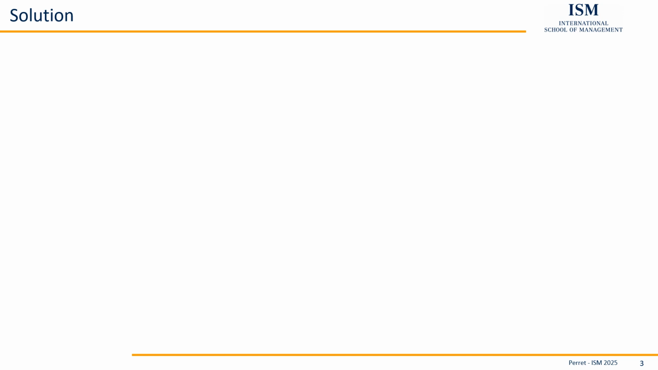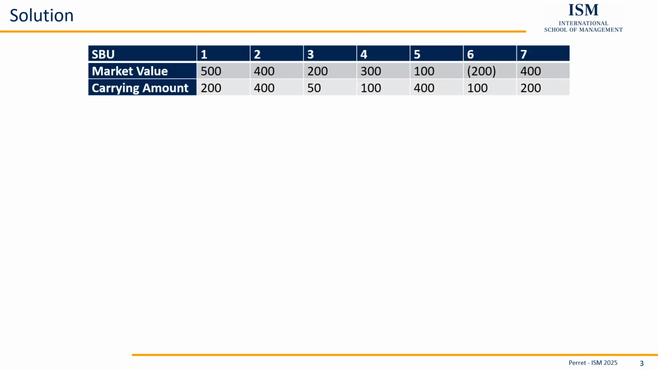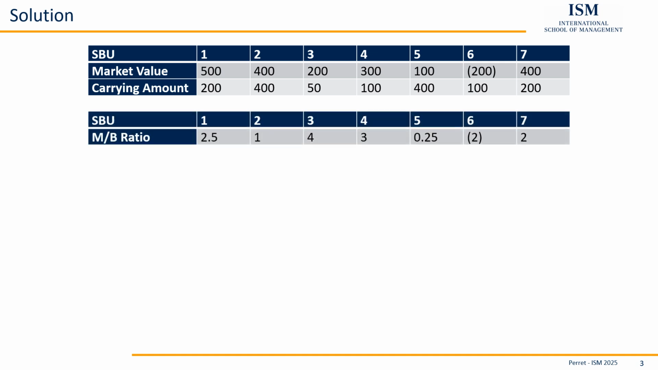How do I approach the task I'm set with? First I copy the data I have, and then I'm going to calculate the so-called MB ratio. MB ratio is simply market value divided by book value, or by carrying amount. It's called the B ratio for the book value, even though the real translation would be carrying amount. So we use MB ratio, first value by second value.